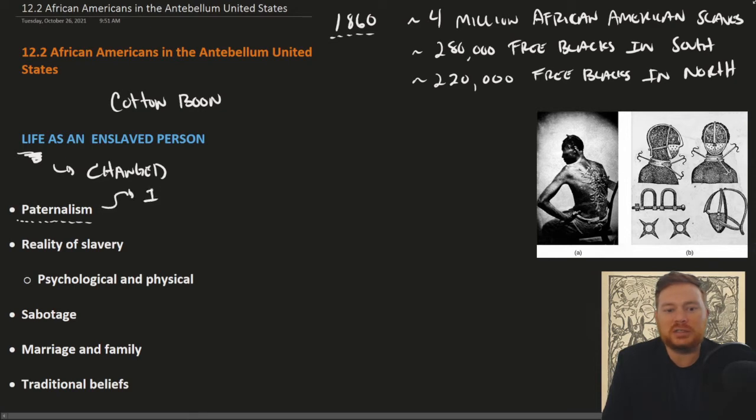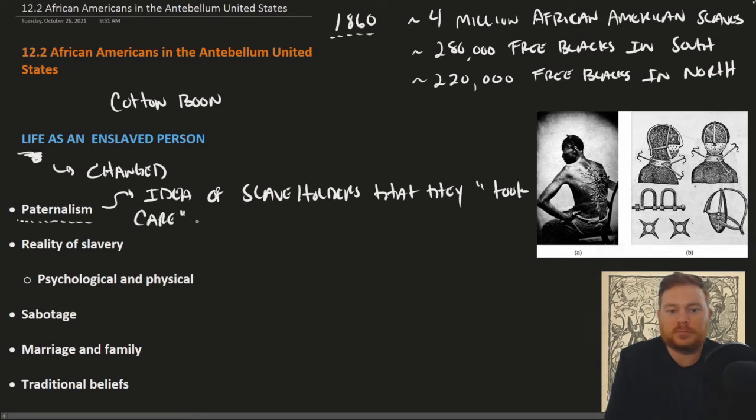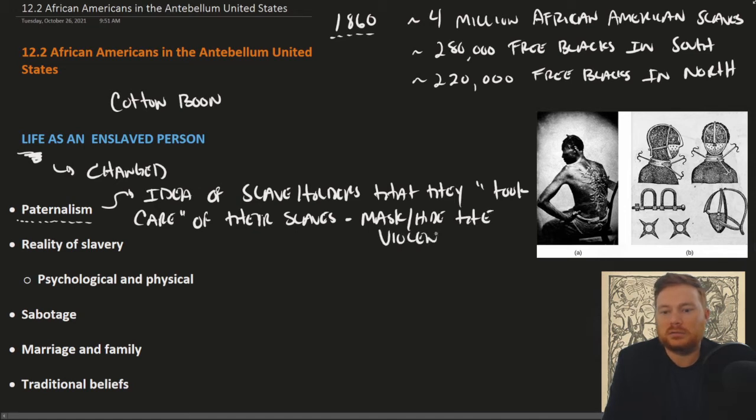Paternalism was the idea of slaveholders, so these are white slaveholders, that they, quote unquote, took care of their slaves. And this was used to justify slavery. It was also used to mask or hide the violent reality.